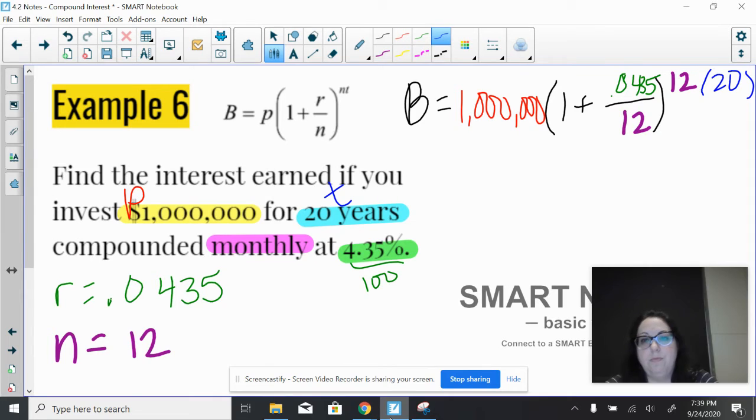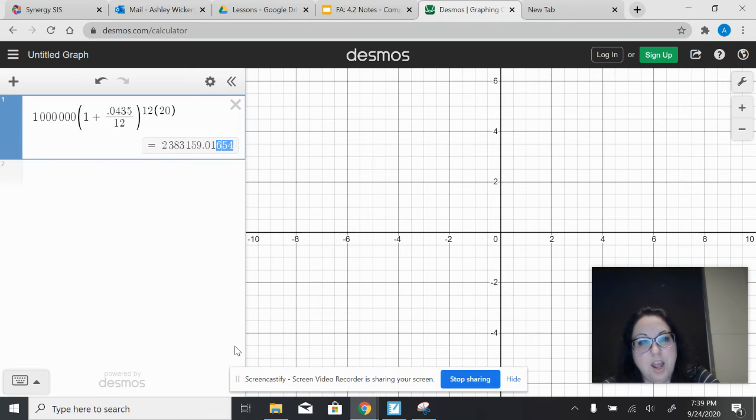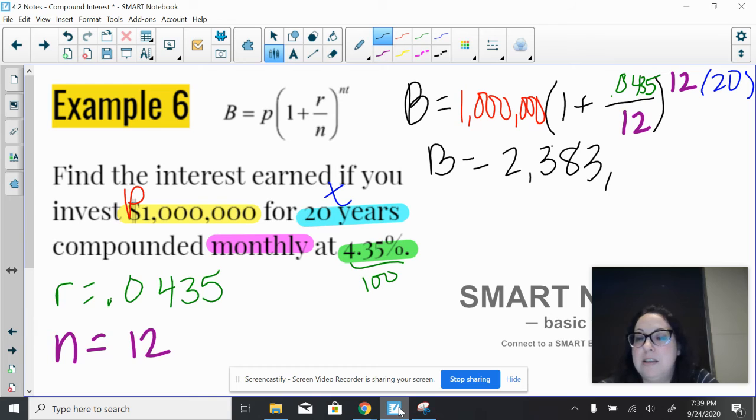2,383,159 and 2 cents. Looks lovely. That's our account balance. So on questions 1 through 4, we were done. We plugged in, we found the account balance at the end of whatever time length it was.